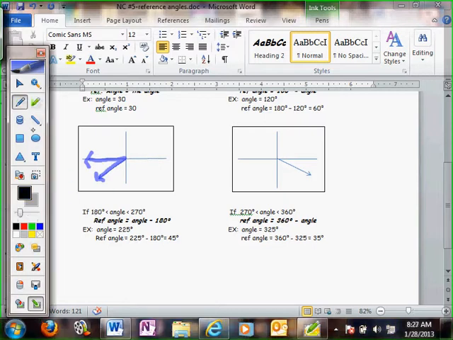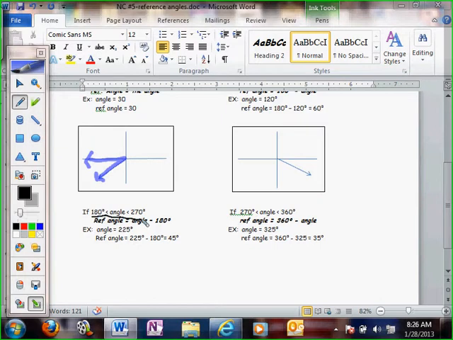And the way I find it is very simple. If the angle is 225, it tells you right here, if the angle is between 180 and 270, the reference angle is going to be equal to the angle minus 180. So the angle is 225, so 225 minus 180 is 45 degrees. My reference angle, this angle right here, is 45 degrees.